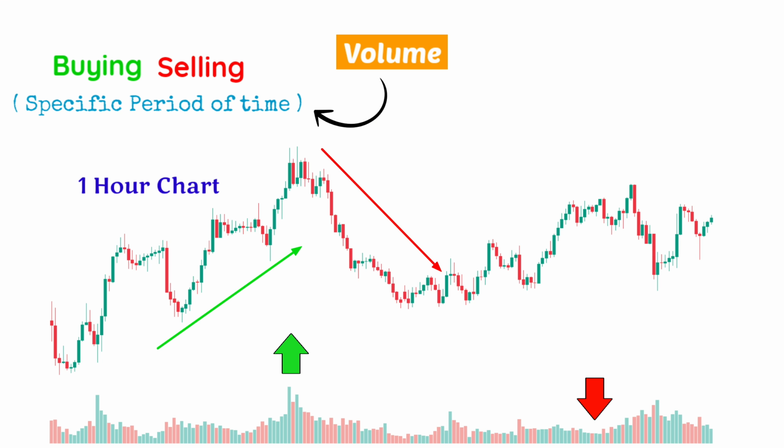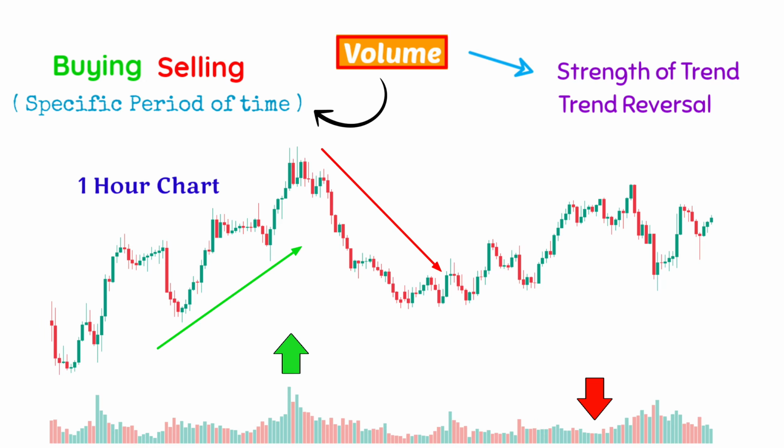The market never moves without a reason. Behind every price movement lies the strength of buyers and sellers. And the simplest and most effective tool to measure that strength is volume. That's why professional traders never analyze candlesticks alone. They always analyze price together with volume. With the help of volume, you can measure the strength of a trend and even get clues about when that trend might reverse.